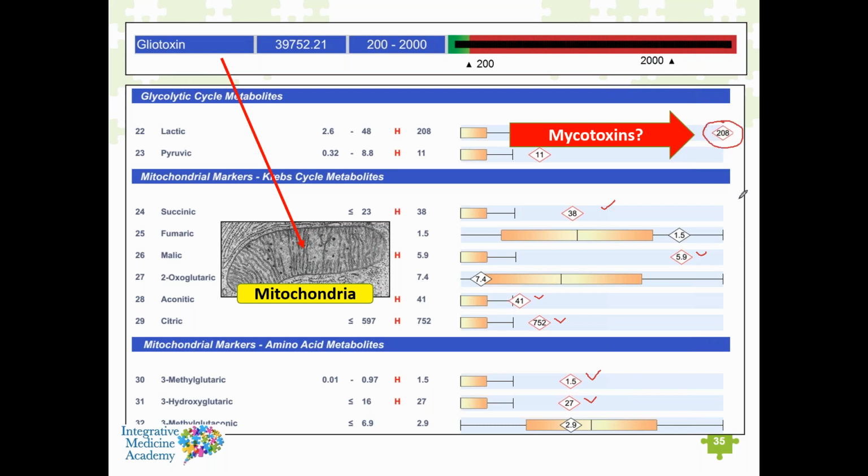Lactic acid, interestingly enough, on the OAT test, linked to lactic acidosis, has a strong association with mycotoxins. And so one of the things that we look at on the OAT test is not only these other mitochondrial markers, but also, do we have an elevation of lactic? Common issues linked to lactic would also be glucose dysregulation, so not being able to metabolize glucose effectively. But that has a strong association with gliotoxin, or just mycotoxins in general.